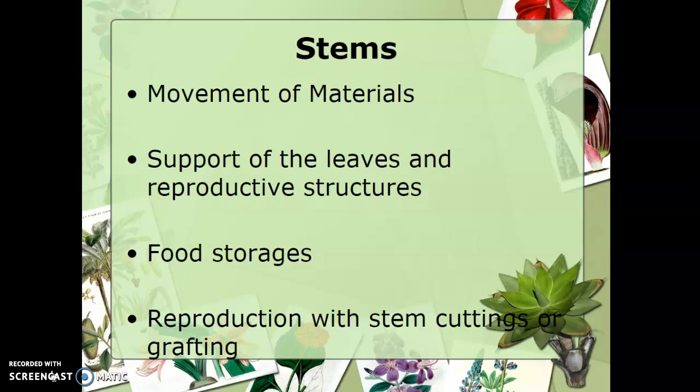So the main jobs of your stem, or the main functions as I like to call it, are one, they move material up and down through the stem, materials being things like water, and the nutrients that are brought up through the water, as well as the glucose that's made in the leaves, has to be carried down to the roots through the stem.